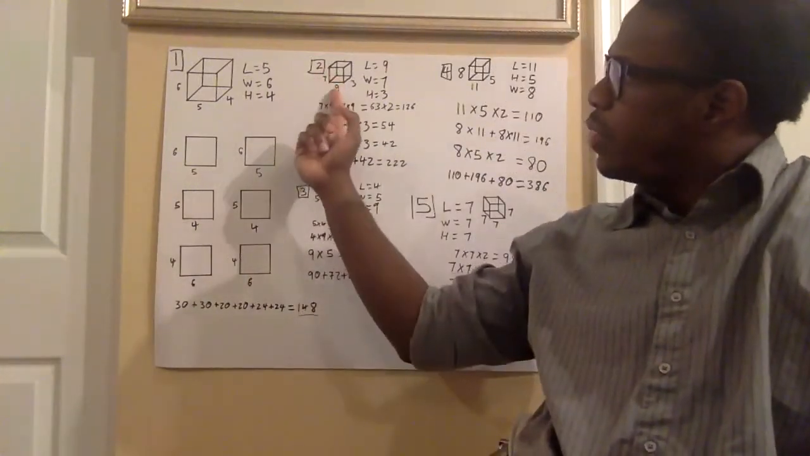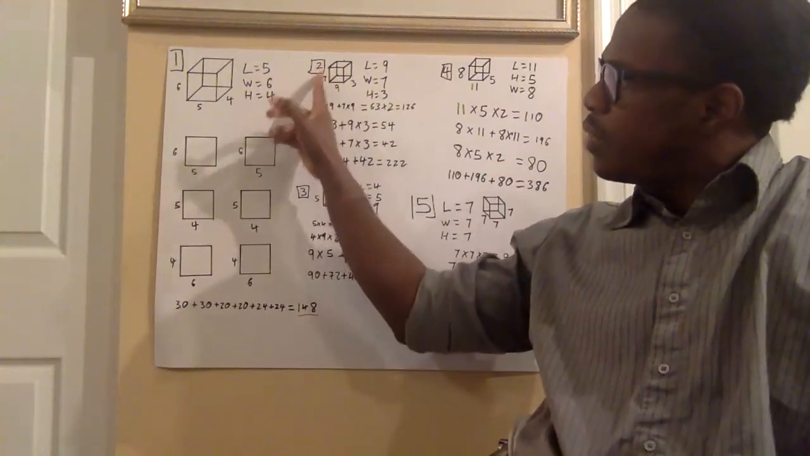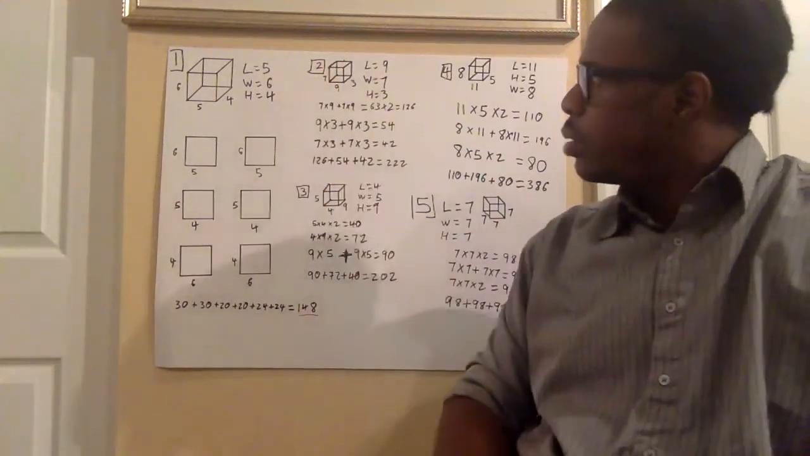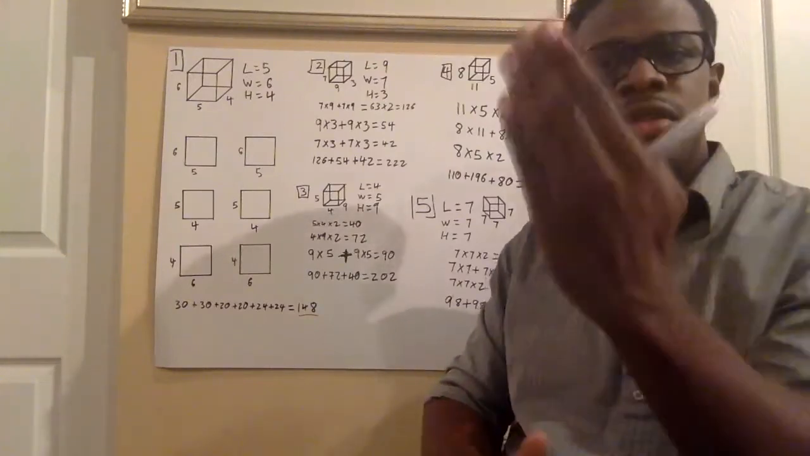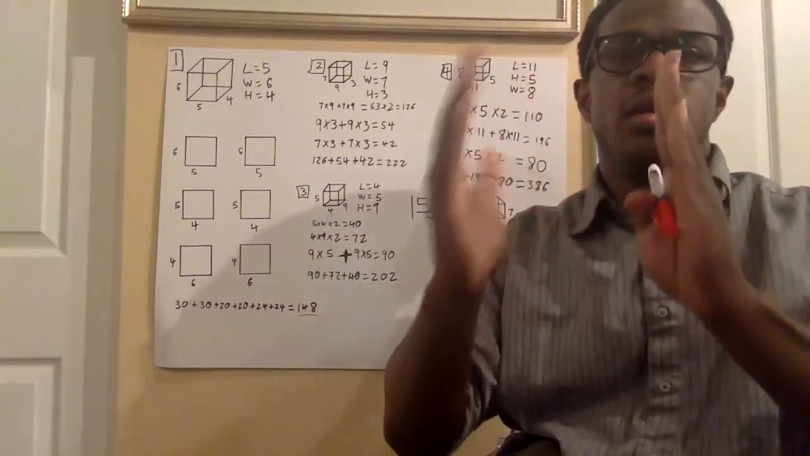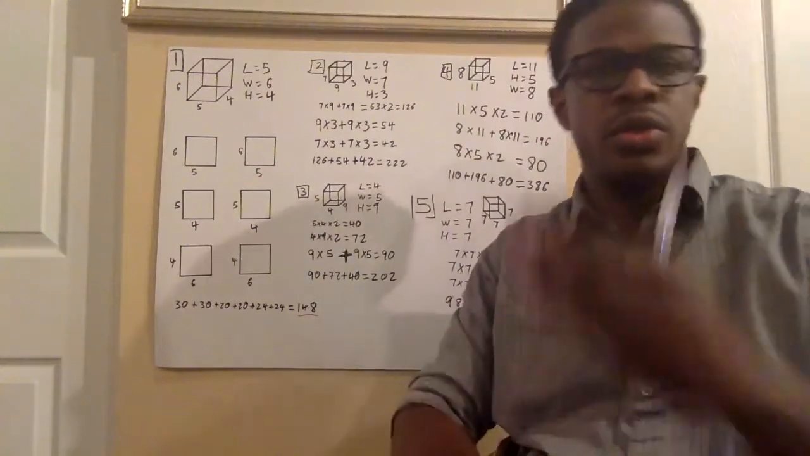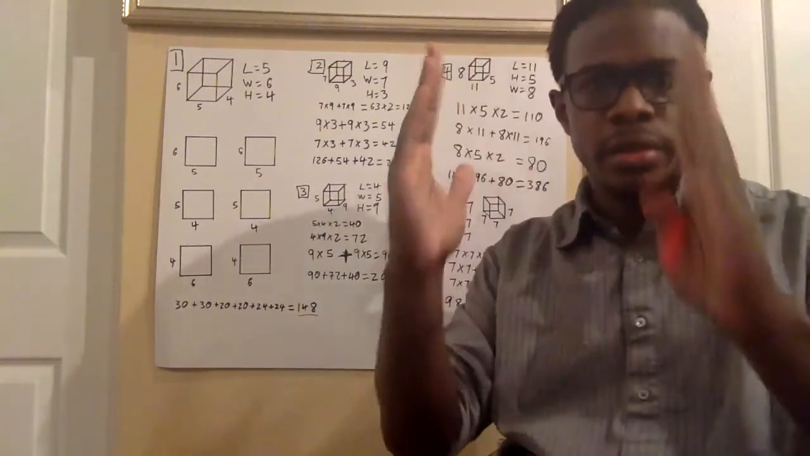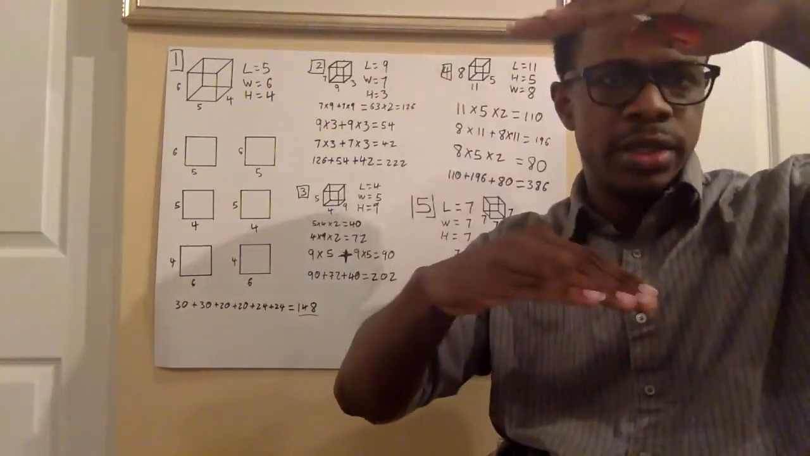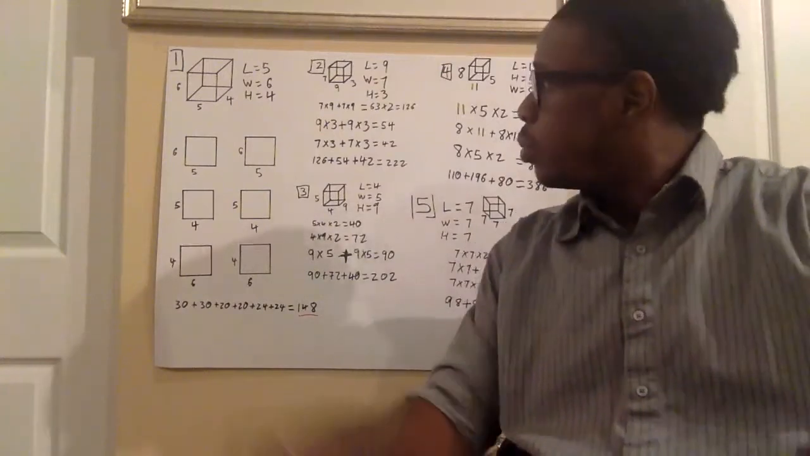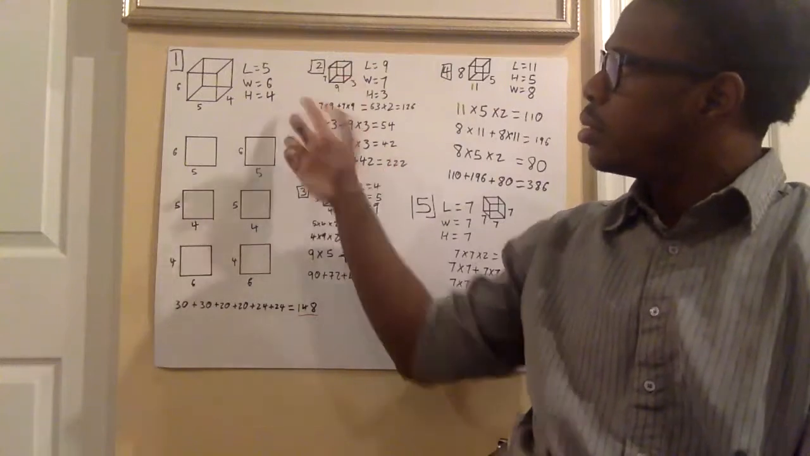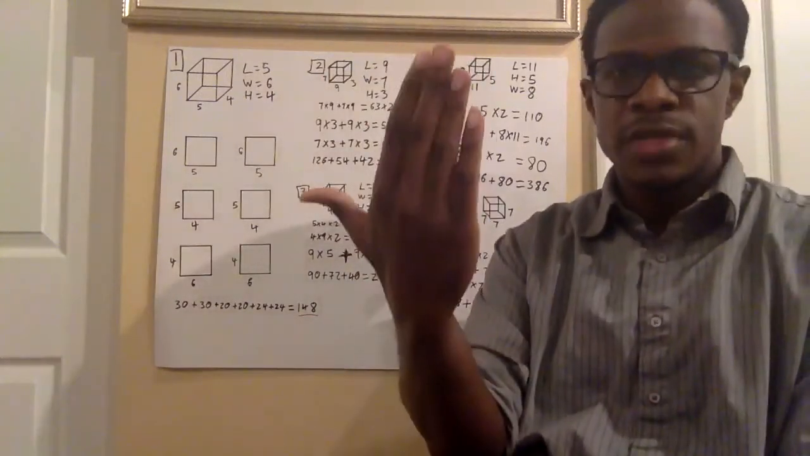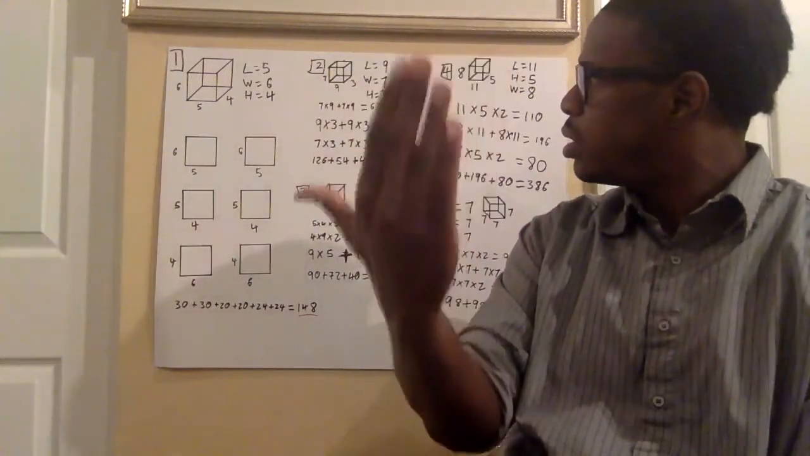We have the length of 9, the width of 7, and then the height of 3. So same as before, looking at that cube, we need to find the area of each side. So we know that these are going to be the same parallel, these are going to be the same, and these are going to be the same. So let's start with the first one, the face. The first one, 7 times 9, we're going to get 63.